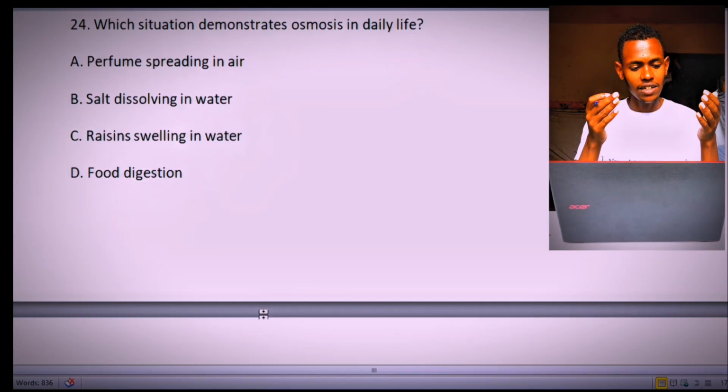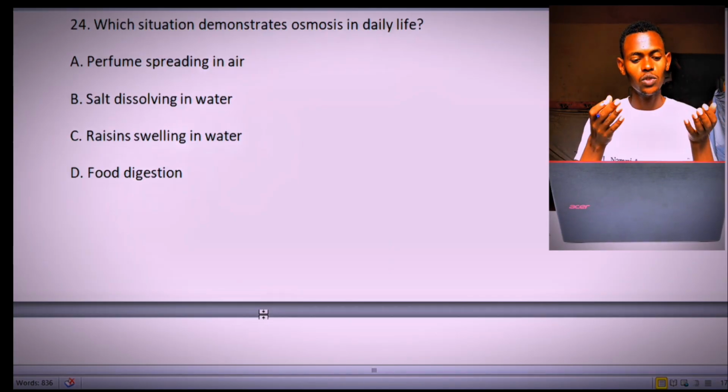So what is the answer? The answer is C. Raisins swelling in water.